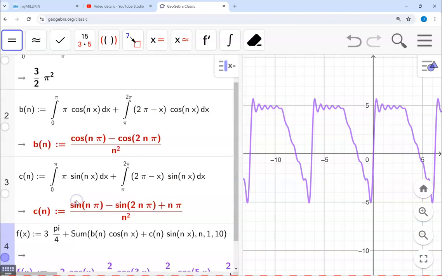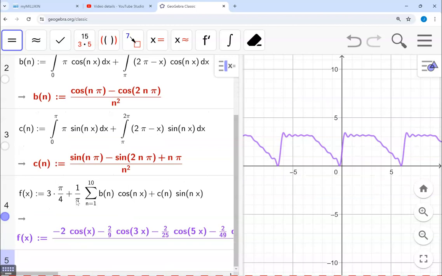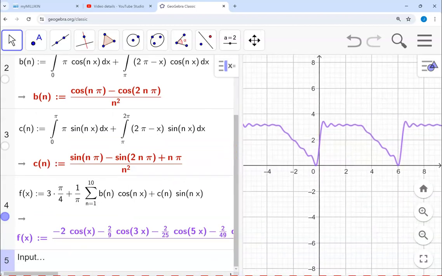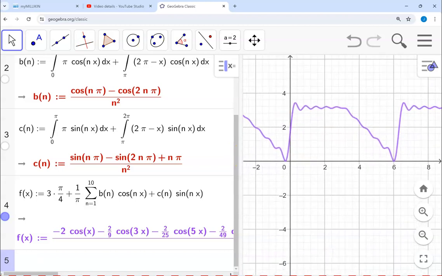Go back up here. I can put it all the way out. We can actually factor that all the way out of the sum. So I'll do the 1 over pi. There we go. That's much better. And now you can see that's what we're supposed to be getting there. It wiggles along at pi for a while and then drops down. When we get to 2 pi, it jumps up, wiggles along for a while, goes down at the next 4 pi, and then jumps up again.